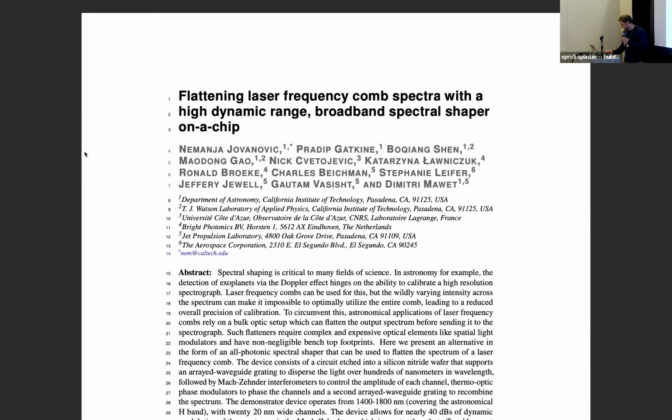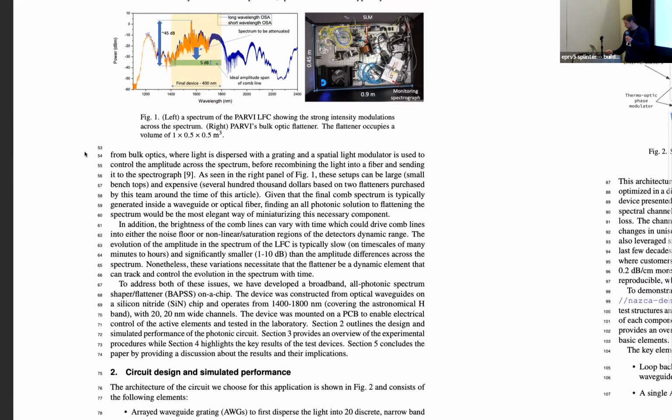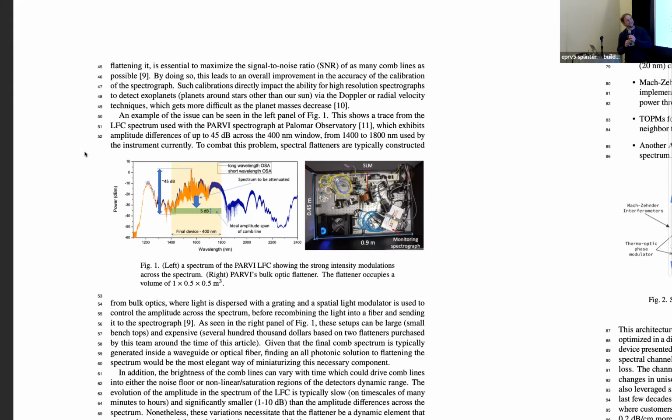Yeah, as we know, in astronomical applications laser frequency combs aren't flat. This is a spectrum of the PARVI EO comb. I'm not going to pretend this is a great comb, but the point is that you see the spectral variation in intensity. In this case, it's 45 dBs over 400 nanometers, which is obviously an issue if you're trying to detect those lines with your detector and maximize the signal to noise.